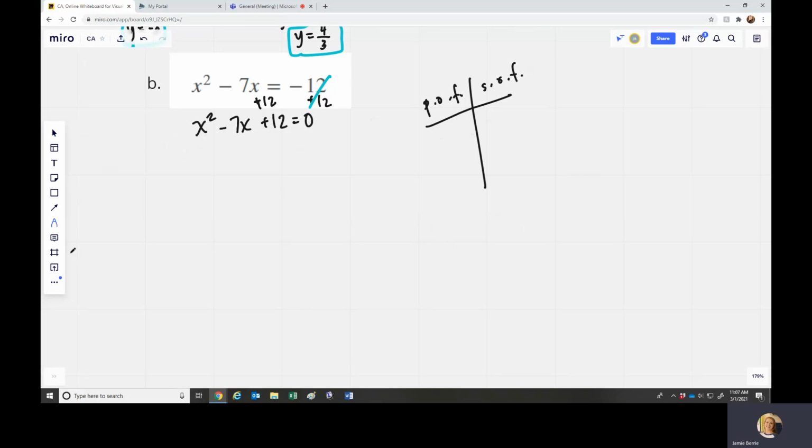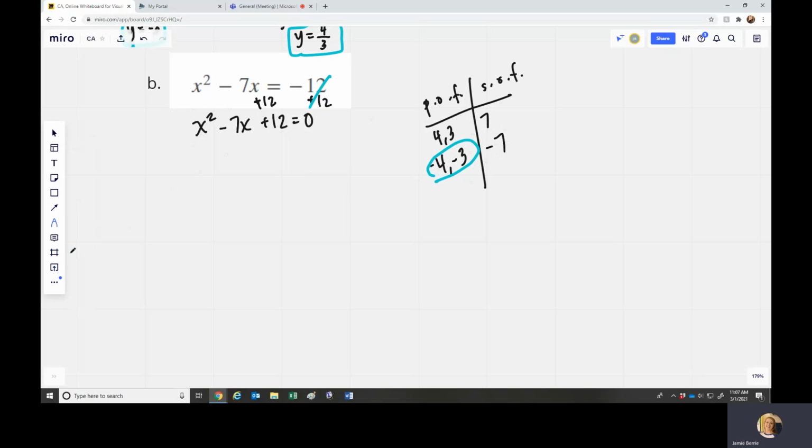So some factors of 12, I could do 4 and 3. That would add to positive 7. If I did negative 4 and negative 3, negative times a negative would give me positive 12. But if I add them together, that would give me negative 7, which is what I'm looking for. So I'm going to use those factors. And this is an easy quadratic.